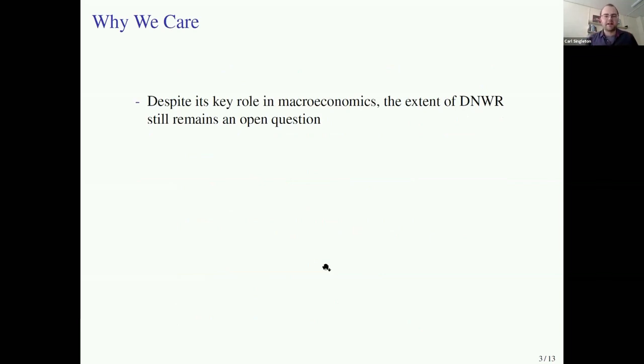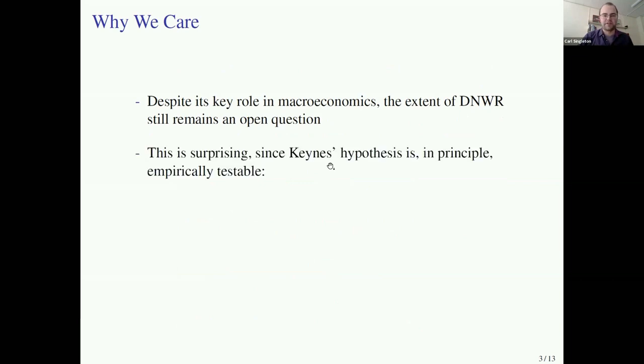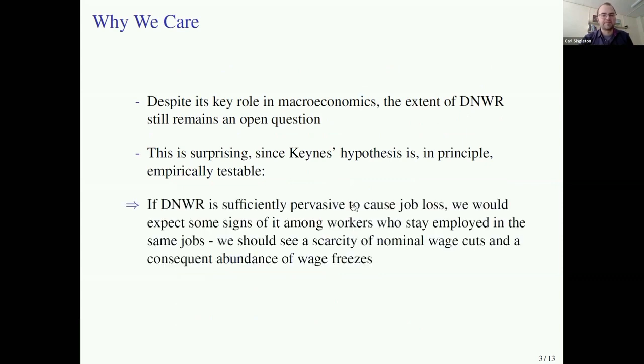So despite its key role, and how key it is to policymaking, it still, very surprisingly, remains somewhat of an open question. Are wages really downward rigid? This is very surprising because, of course, Keynes's initial hypothesis, that workers do not accept wage cuts, is empirically testable.